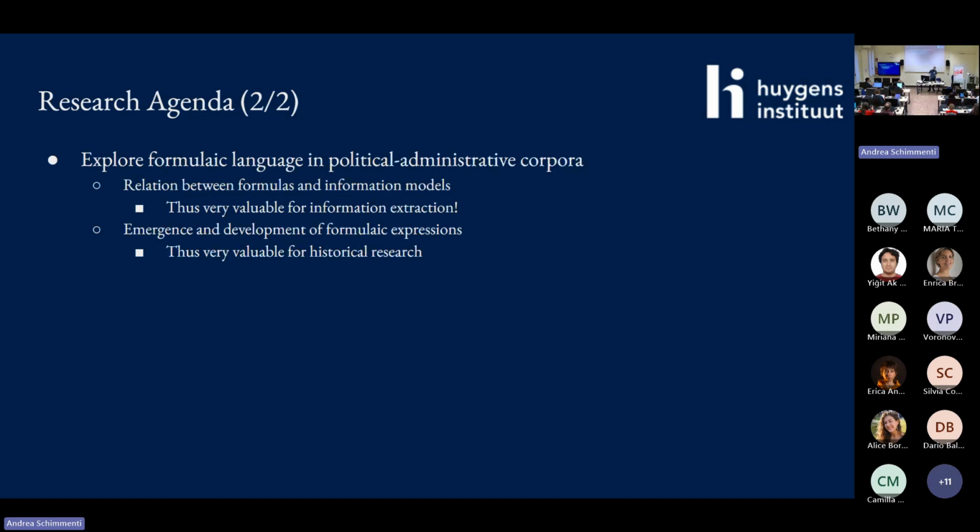And then, of course, we want to explore more what's going on in these administrative corpora. So what is the relation between the formulas that they use and the information models underlying these records? So it's very valuable for information extraction, but of course also for historical research, the development of these things. And if you look at these archives and corpora across the world, you probably find many similarities and dissimilarities that can tell you something about historical developments.